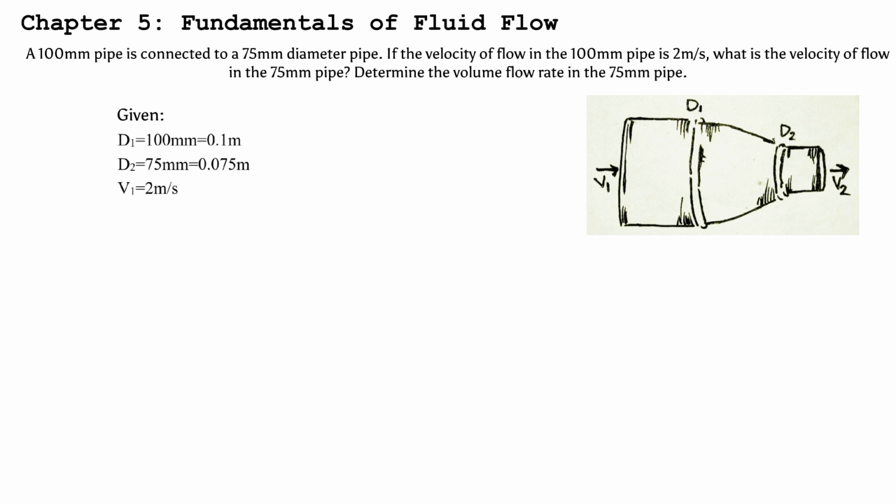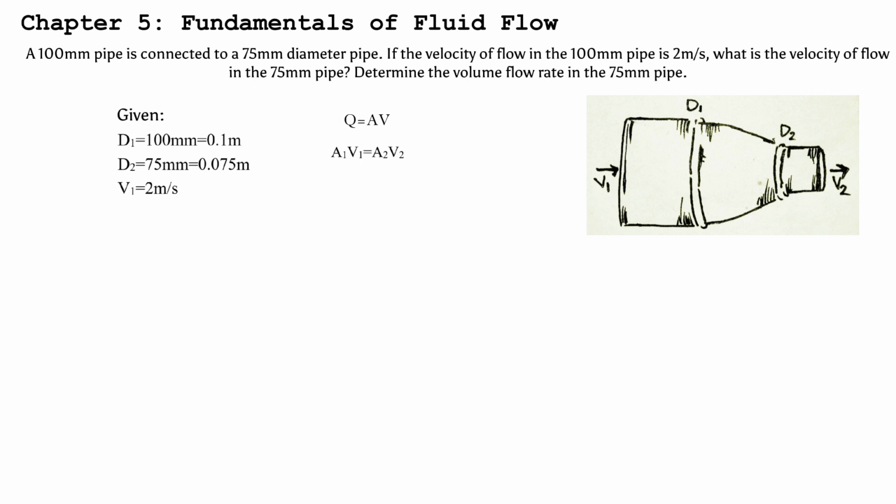The continuity equation states that the volume flow rate AV is constant along a pipe, where A is the cross-sectional area of the pipe and V is the velocity of flow. Since the volume flow rate is constant, we can write A1 V1 equals A2 V2, where the subscripts 1 and 2 refer to the 100 mm and 75 mm pipe, respectively. We can assume that the fluid is incompressible, so the density is constant.